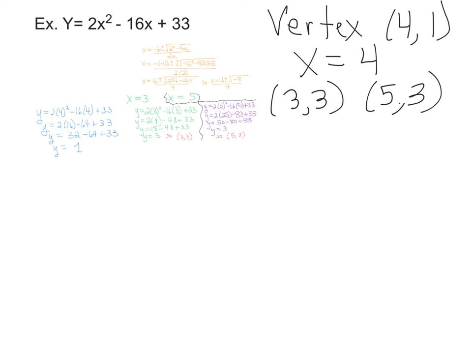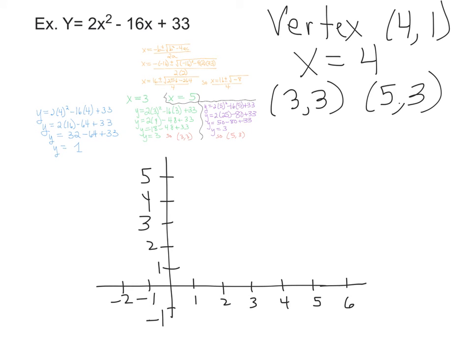So let's graph. First we're going to plot the vertex, which is (4, 1). Now I know from that extra information, since my a is a positive 2, this graph is going up. Now I'm going to graph my axis of symmetry, which is at x equals 4. And now I'm going to graph these other 2 points so I have an idea of how to draw my parabola, making sure to draw it as a U and not a V. And there you have it. There is my parabola of this equation graphed by hand.